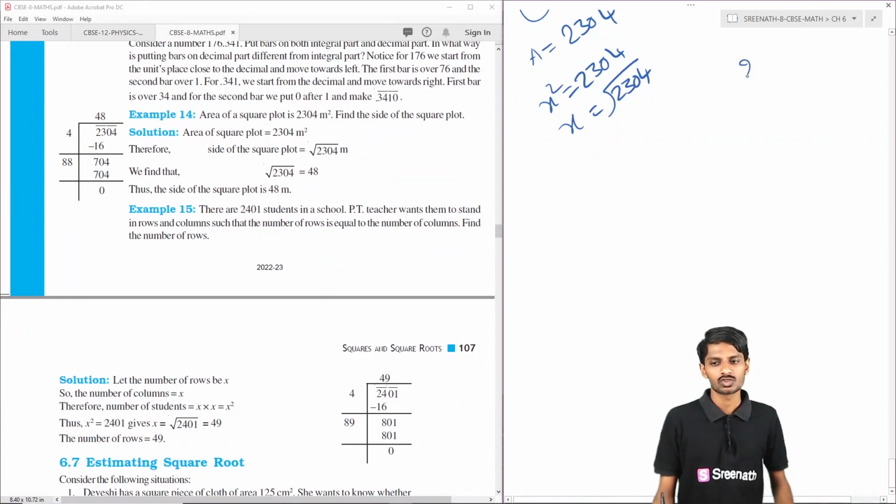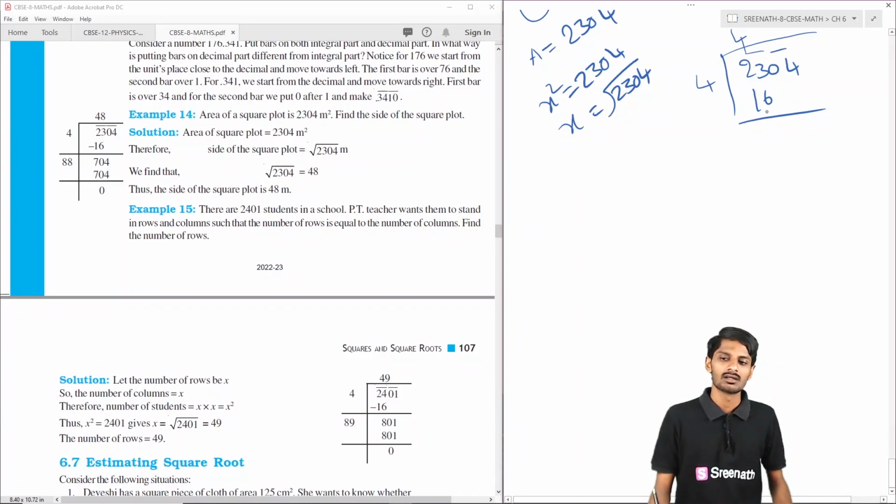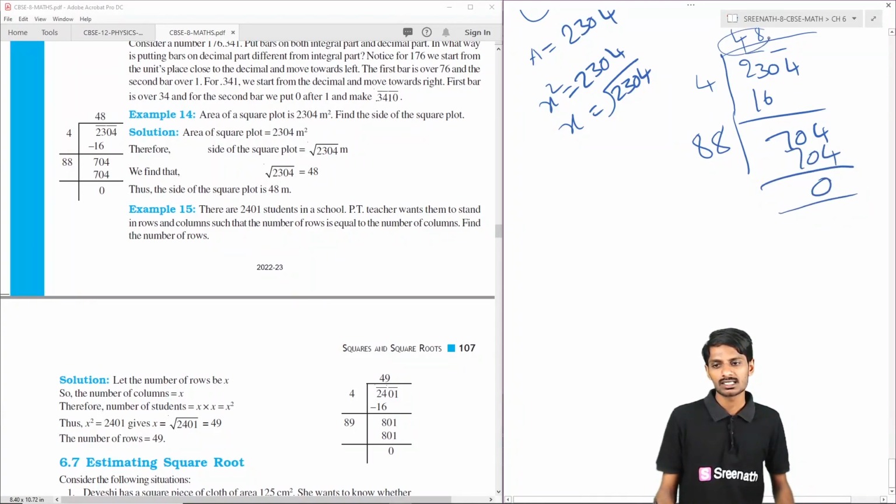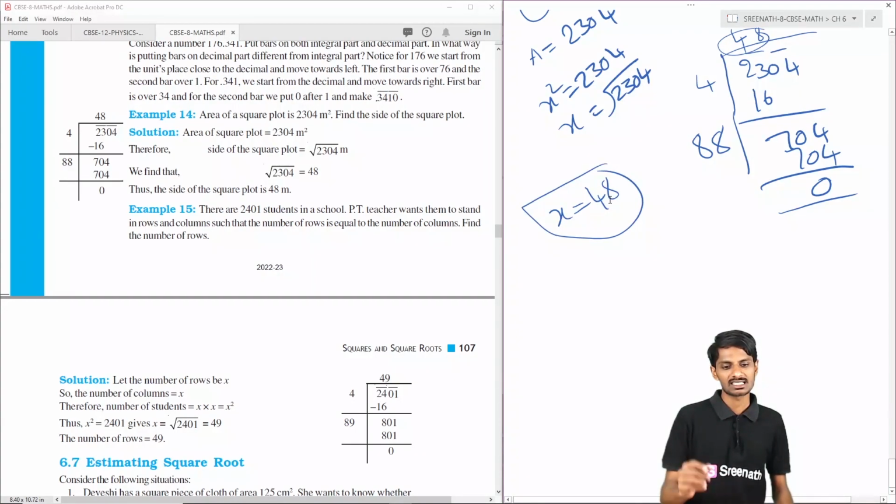If you do 2304, make 2 as groups, and first thing is 4 4s are 16, and it is 16 here, and what remains is 7. If you take them down and double it, it becomes 8, and if you take 8 again, 8 8s are 64, so the remainder is 0. Then 48 is the square root. Side length is 48. That's simple.